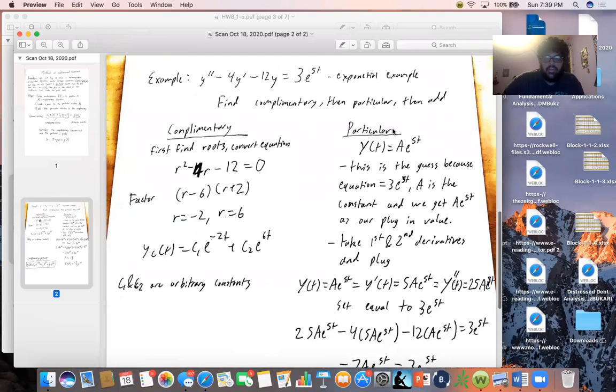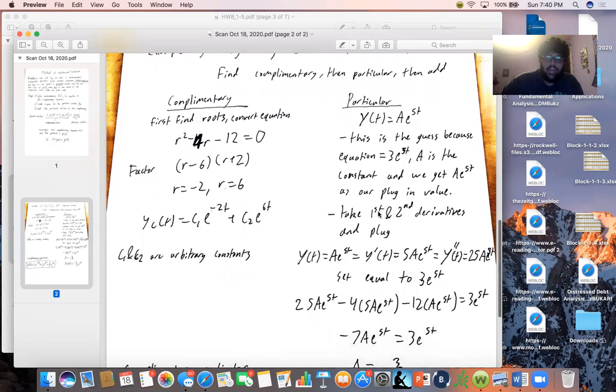So with the particular, you're going to have yp(t) = A e^(5t). So why do we have A e^(5t)? Well, this is your guess, because the equation equals 3 times e^(5t). So A is going to be your constant. That's what replaces 3. And we keep that e^(5t) as our plug-in value.